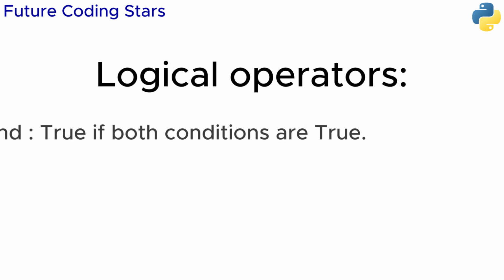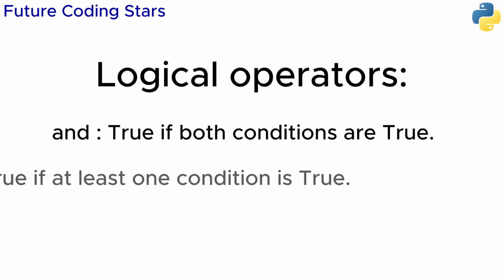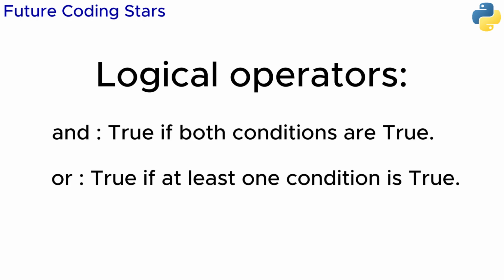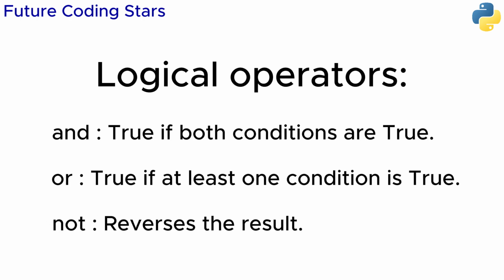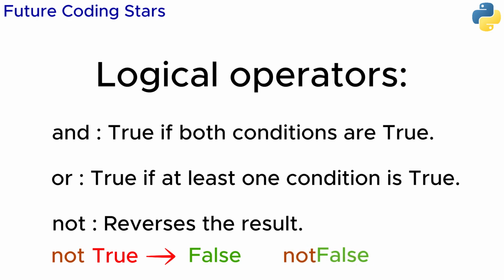Sometimes you need to check more than one thing at the same time. For that, we use logical operators. And is true if both conditions are true. Or is true if at least one condition is true. Not reverses the result: true becomes false, false becomes true.